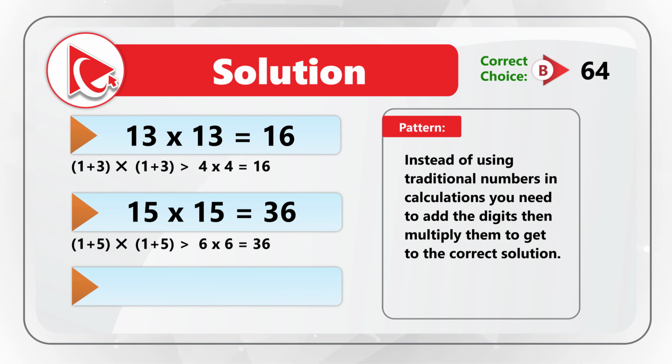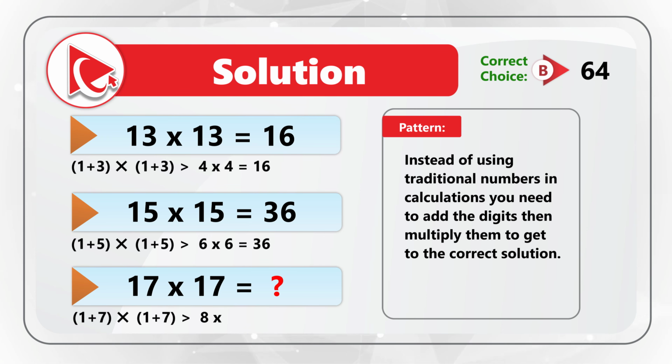To calculate the final expression, you need to add 1 plus 7, which would be equal to 8, multiplied by another expression 1 plus 7, which would be equal to 8 multiplied by 8, and it would be equal to choice B, 64. What was your experience solving this challenge?